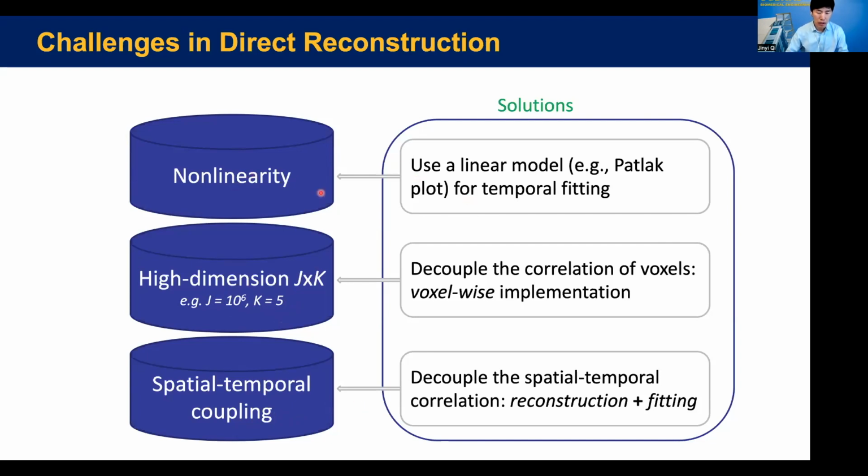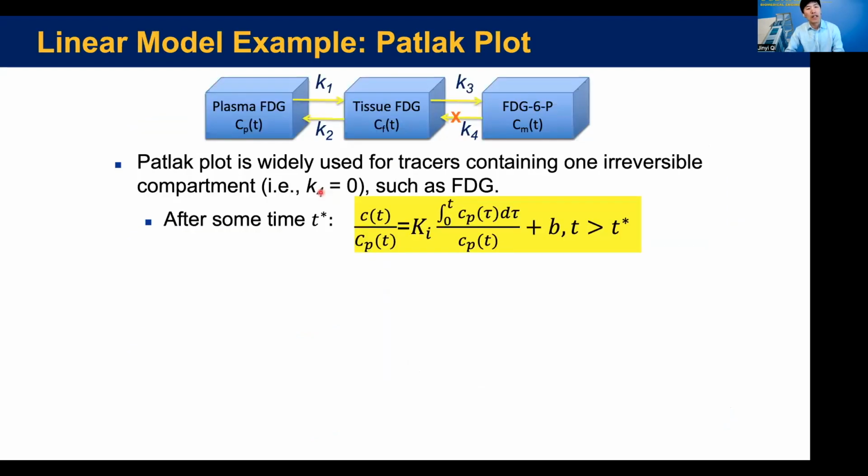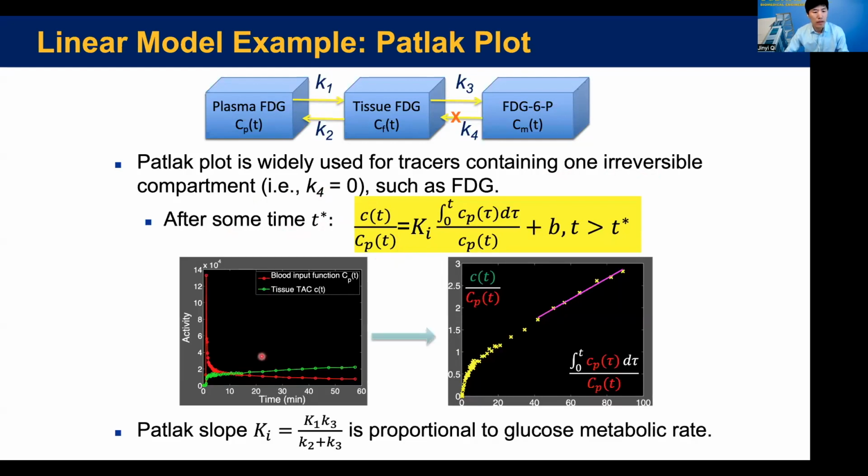To solve the nonlinearity problem, we can use some linear model to simplify the estimation. One example is the Patlak plot, which is widely used for tracers containing one irreversible compartment. It can contain many reversible compartments as long as there's one irreversible compartment. Essentially, after some time, all the reversible components reach equilibrium, then the tissue concentration over the plasma concentration can be written into this linear form. It is depicted by this graph here.